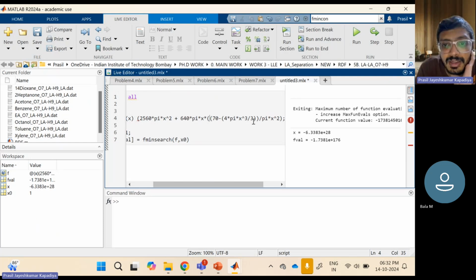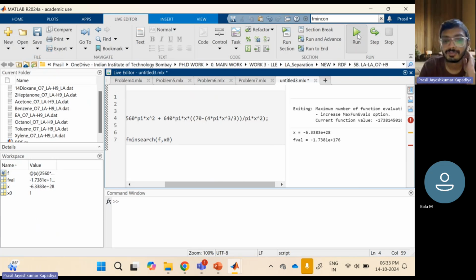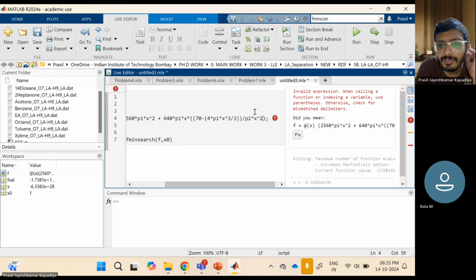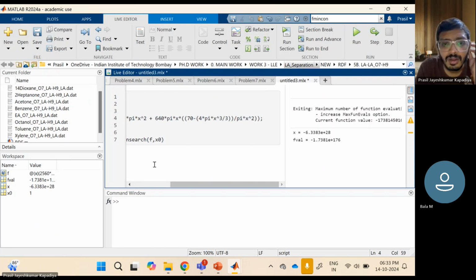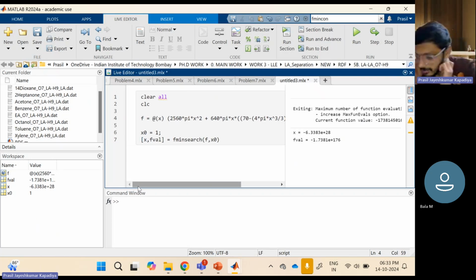So this bracket is ending here. This bracket is ending here. Wait, this bracket is ending here. And this equation bracket is ending here. And that is divided by pi r square. Okay. We are getting the same answer. We are doing some mistake. Pi into x square plus 640 into pi into x.